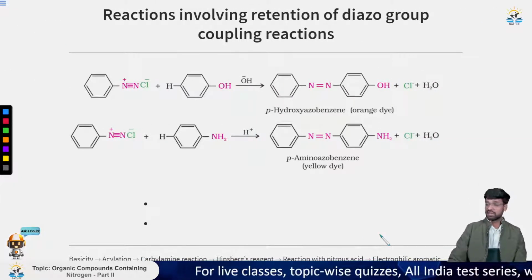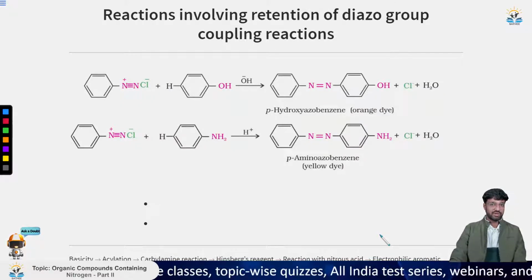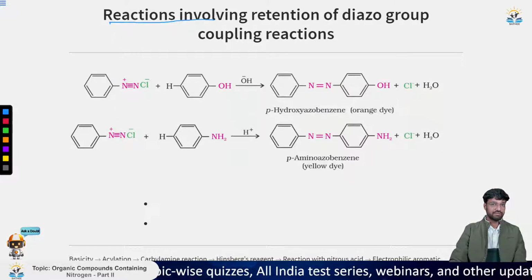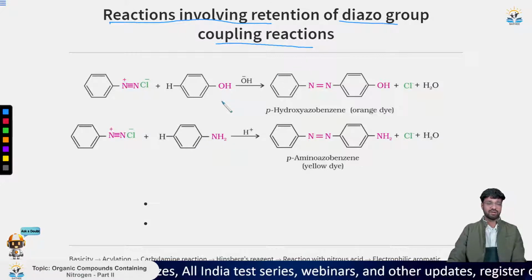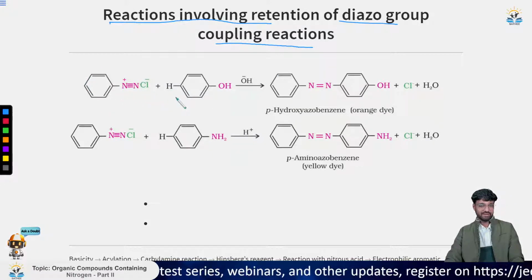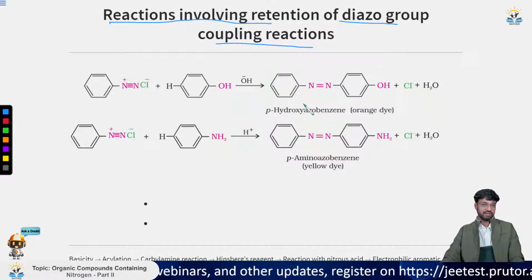Now let us see some of the coupling reactions that we have here. So these are some important coupling reactions. So the reactions involving retention of the diazo group. In all of these reactions, we get back our diazo group here. So this is the diazonium salt that we are having, and we're reacting it with phenol. So what do we get?